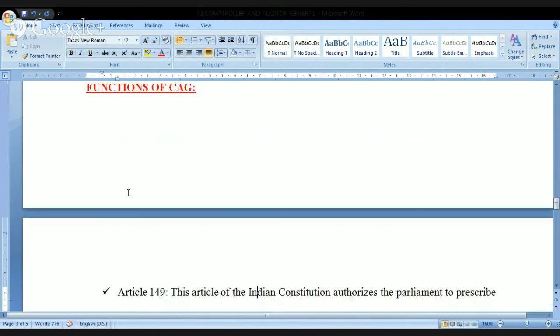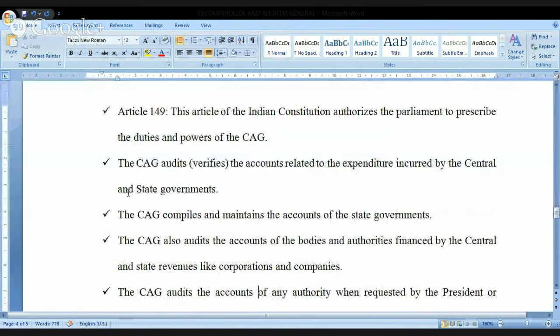Next one. What are the functions of the CAG? Simple points here. I told you already, the CAG performs the auditing function with respect to the central government expenditure. But when it comes to the state governments, even today he is maintaining the accounts, and at the same time he is also auditing the accounts of state governments. Kindly remember: auditing only with respect to the central government. With respect to state governments, both the maintenance of the accounts and also the auditing.